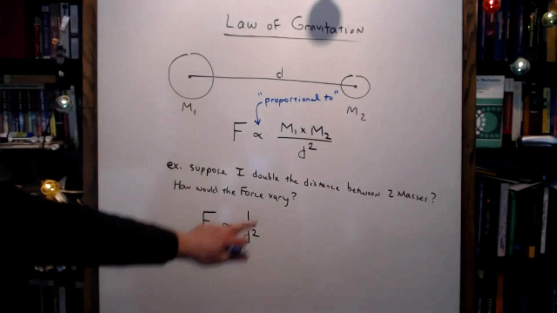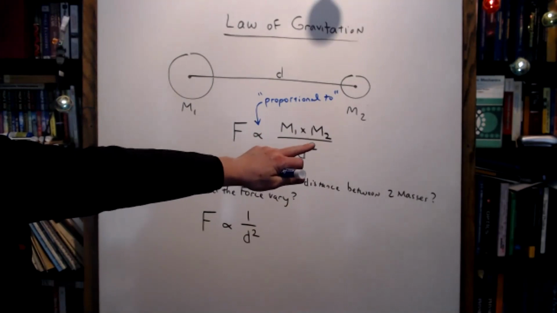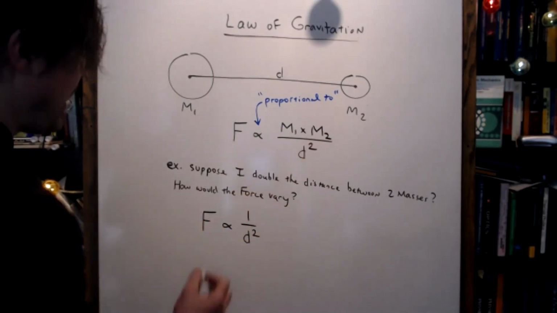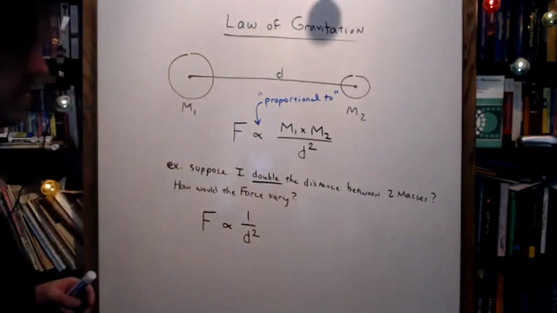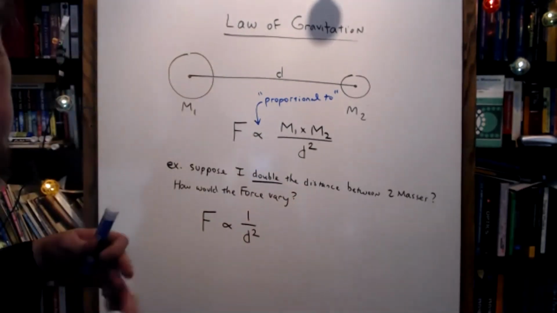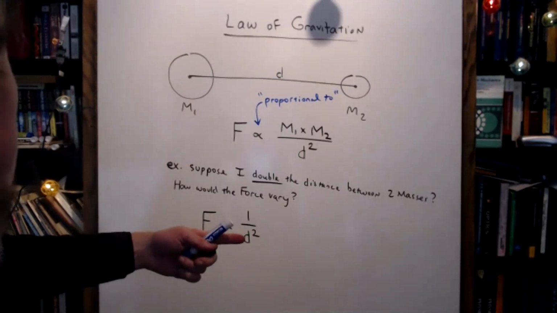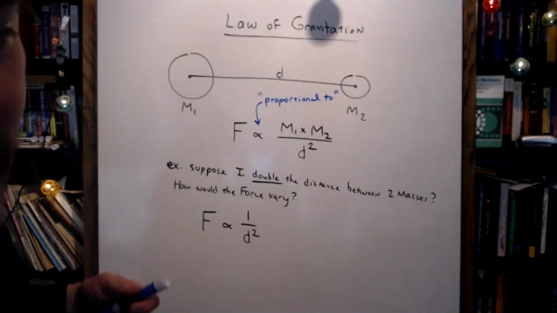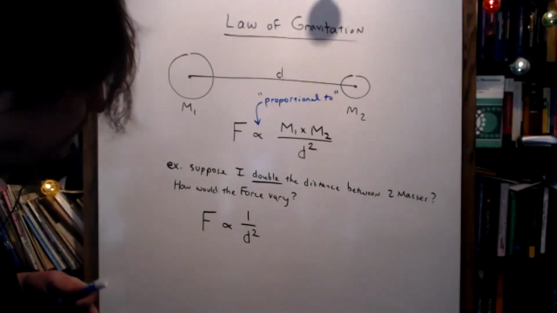Notice that the d stays on the bottom where it belongs, and it keeps the little square with it because that's important. Now, if I double the distance, I'm changing the distance by a factor of 2. I haven't specified what the original distance was. It could be 2 meters, it could be 2 million meters. All that matters is that the distance has doubled.